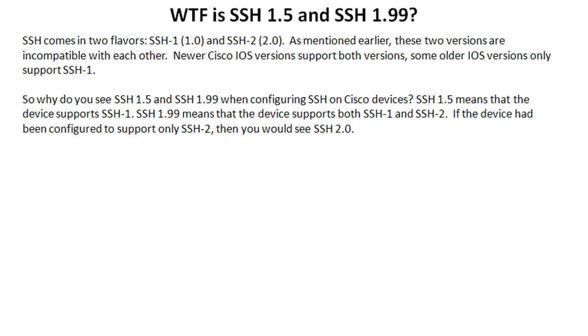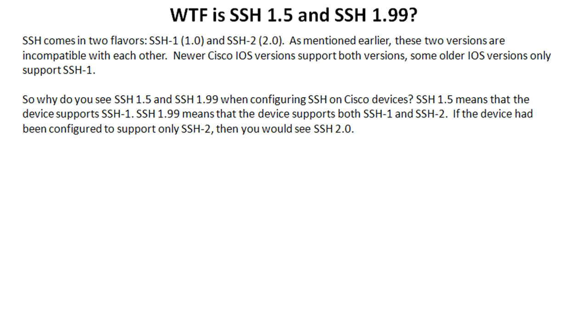Well, the answer to that is that's a Cisco invention. What it's saying is when you see SSH 1.5, that session at least supports version 1 only. So I don't know why it couldn't just be SSH 1.0, but whatever. If you see SSH 1.99, what that's telling you is that it supports both. It's going to support SSH 1 and SSH 2.